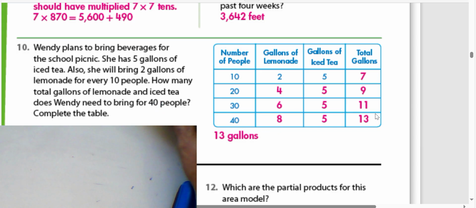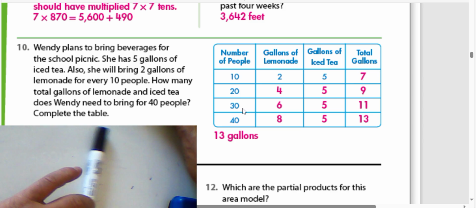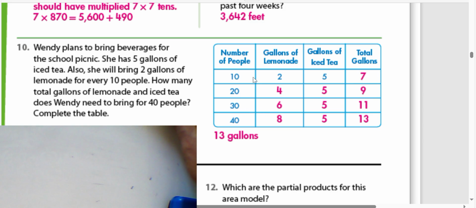40 people here will be what? The number 8 plus 5 equals 13. We can divide it here. 10 divided by 5 equals 2. Okay. And 20 divided by 5 equals 4. 30 divided by 5 equals 6. Also, 10 divided by 2 because we have 2 gallons of lemonade. 10 divided by 2 equals 5. 20 divided by 4 equals 5. The number was 20. And here the gallons is 5, 5, 5.